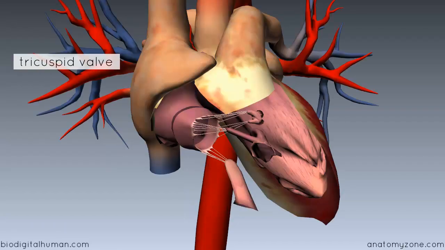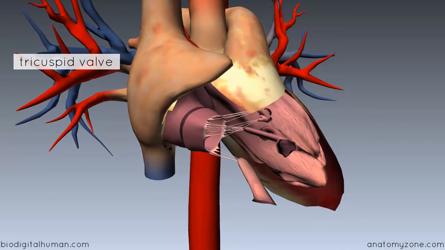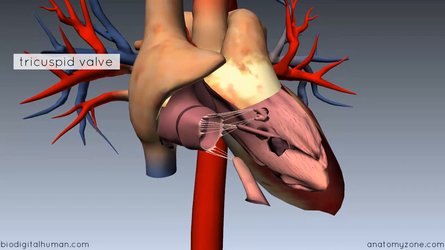So I've just dissected away the wall of the right ventricle, and we can see this tricuspid valve here. It's called tricuspid because it has three cusps: an anterior, a posterior, and a septal cusp. The septal cusp is called septal because it's closer to the ventricular septum, so it's on the septal side.